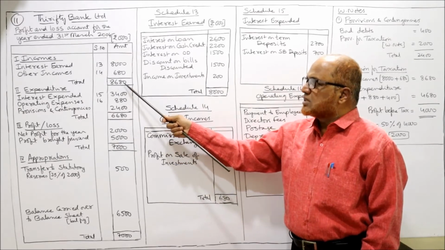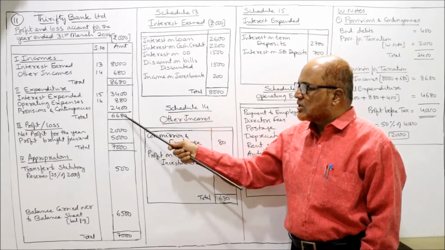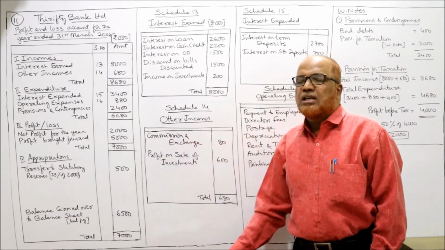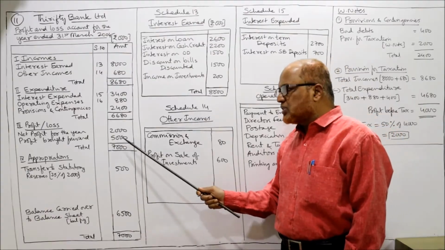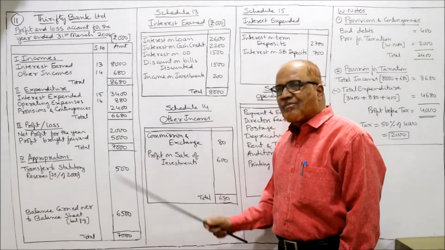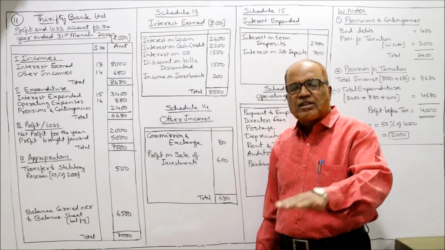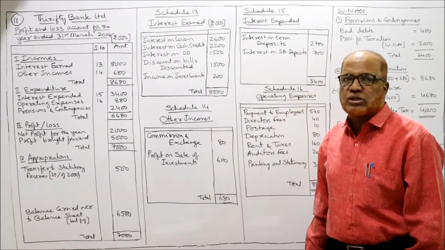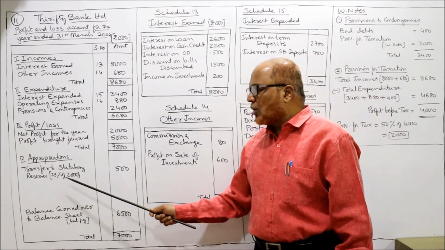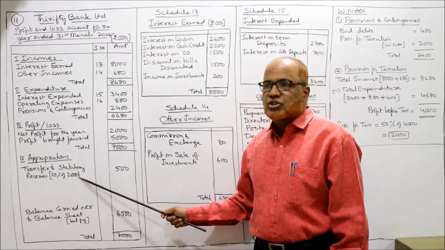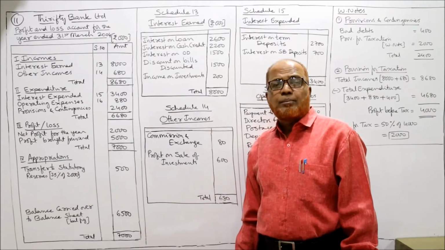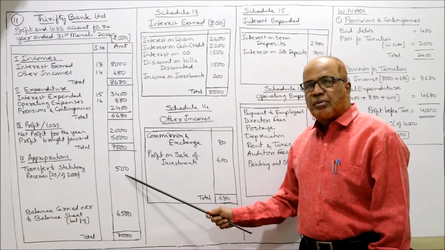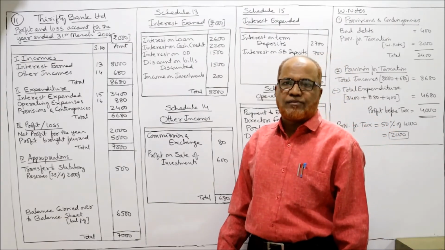Income 8680. 8680 minus 6680, 2000 is the net profit for the year. And profit brought forward is 5000. Total profit 7000. Now from this 7000 we have to make the appropriations. 25% of the current year's profit. Current year profit is 2000. So 25% of 2000 is 500. So 500 will be transferred to statutory reserve.